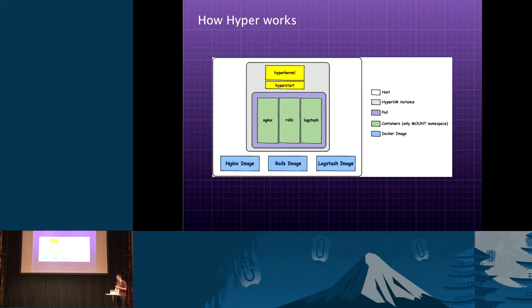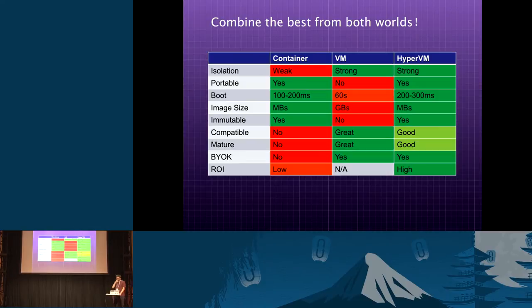And the HyperStack will load the Docker image from your physical host into the VM instance and launch the application from there, using a concept we call the pod, which is a Kubernetes native concept. And we separate the different namespaces using the mount namespace, so each different Docker image will not see each other's root FS, to avoid potential complications. And by combining both hypervisor and the Docker image, we achieve this result.